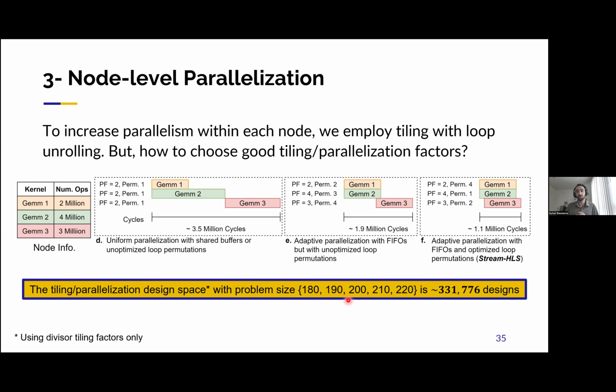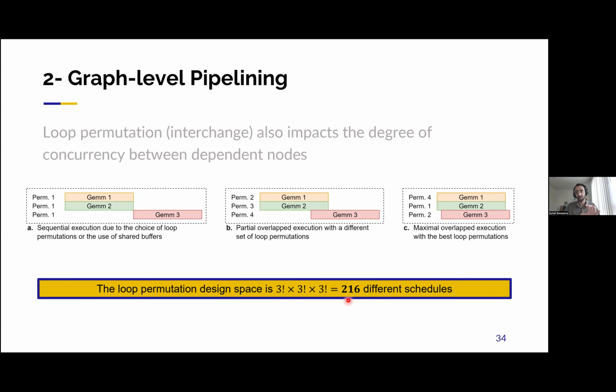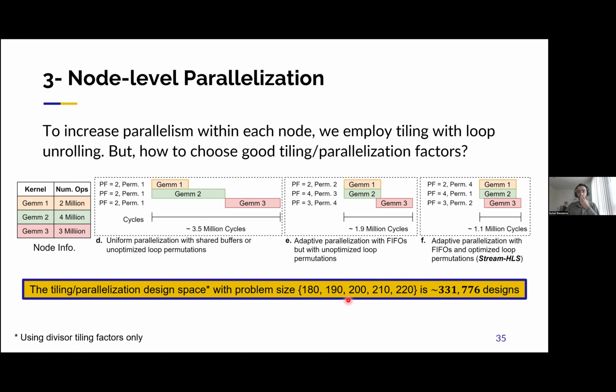And now we talk about node level parallelization. So far we've been assuming that you have a single operation at a time. But now, to increase parallelism within each node, we employ tiling with loop unrolling. But how do we choose good tiling and parallelization factors, and how do we guarantee that you can still overlap the communication and computation between these dependent nodes?